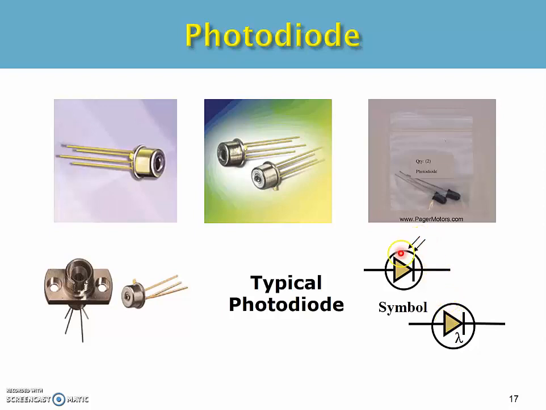Take note that here are two arrows indicating light shining on this device. This is a light-sensitive device. This symbol has the word lambda. Lambda usually refers to wavelength, so again it is an indication of relating to light.